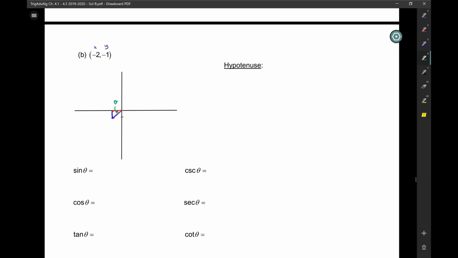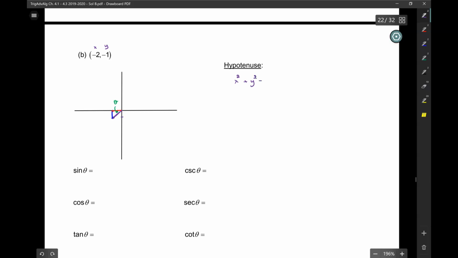Okay? You don't have to draw the diagrams for me every single time. In fact, you never have to draw them. All you have to do, if you want, is go with the point that you're given, find the hypotenuse r, and then plug them into the 6 trig functions. So let's find the hypotenuse r.